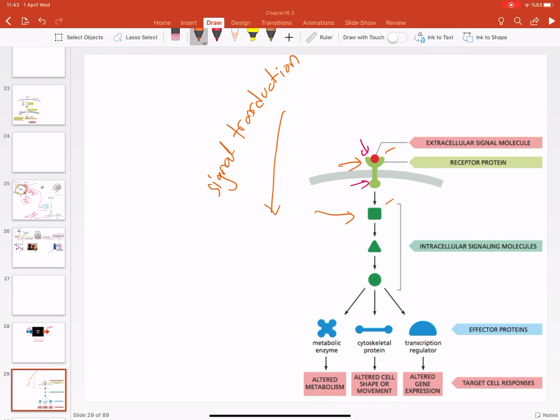So these first steps are more or less clear, but the steps below the pathway are quite complex. You can have many intracellular signaling molecules, and at the end of these intracellular molecules, this is a black box, we don't know what is happening. It can activate some metabolic enzymes, so the metabolism can change. You can start to burn fat, you can start to gain fat. The cytoskeletal proteins can change so that the shape of the cell changes.